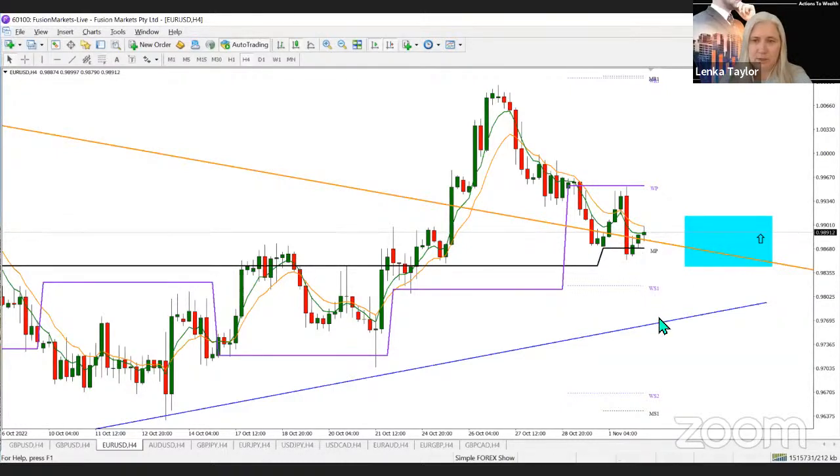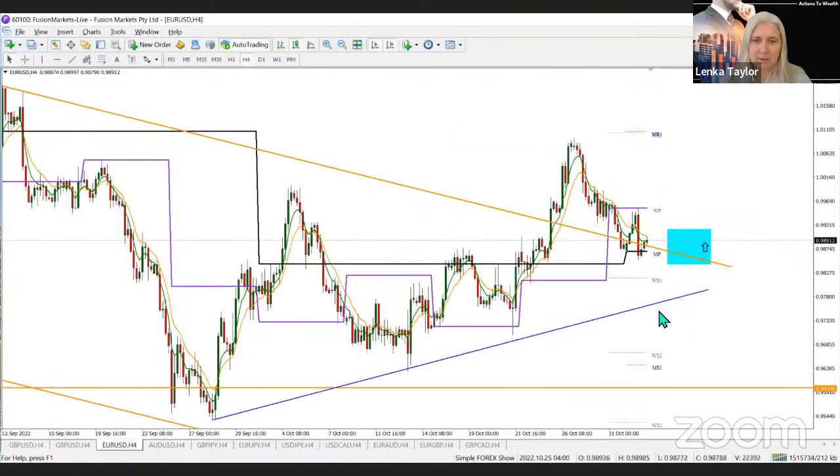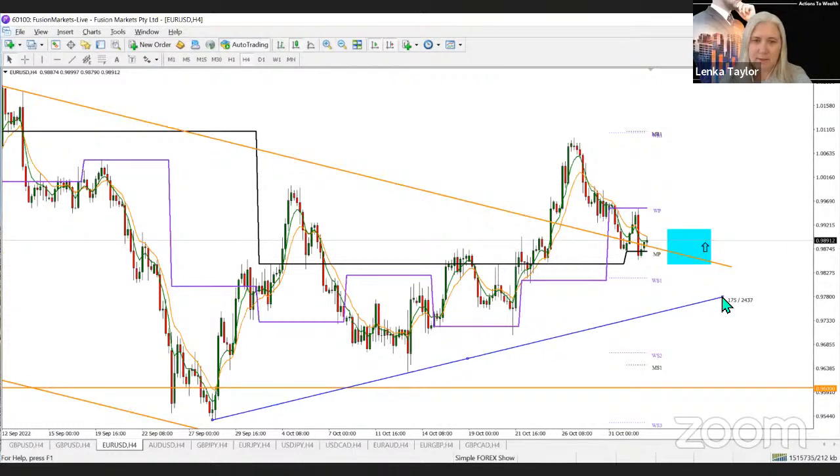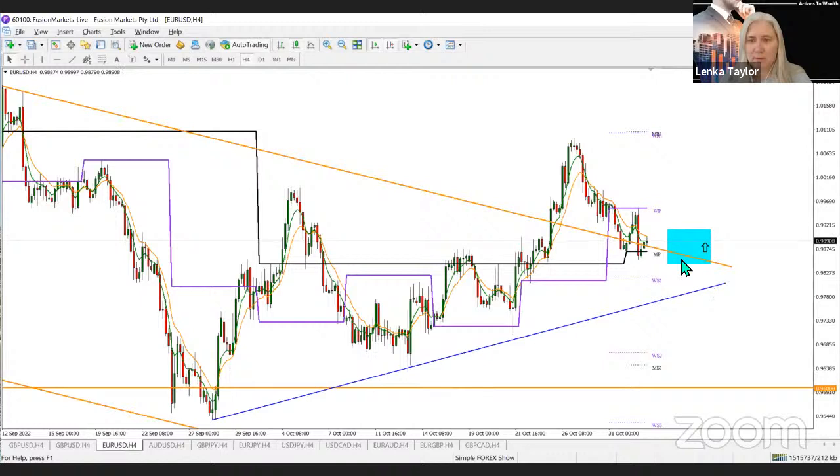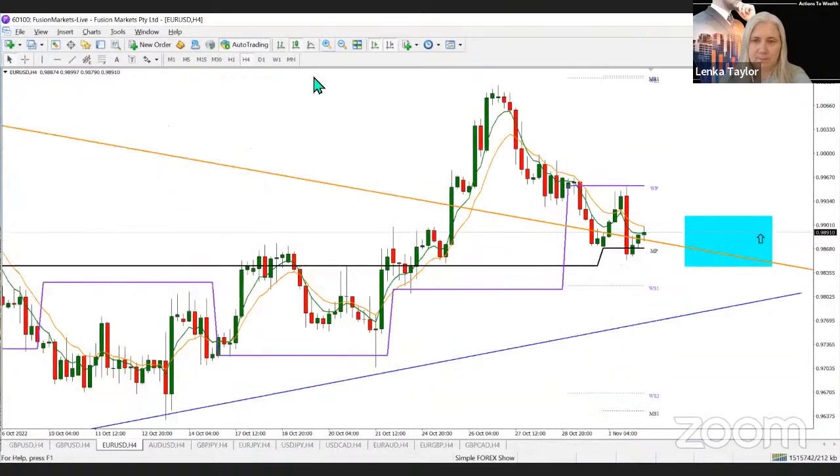It could potentially go as low as that blue line, this level here, somewhere there. So it could be as low as that if it just pops down there and springs back above that channel.